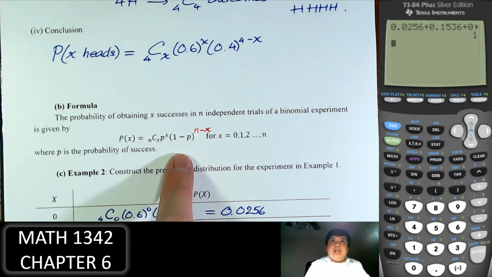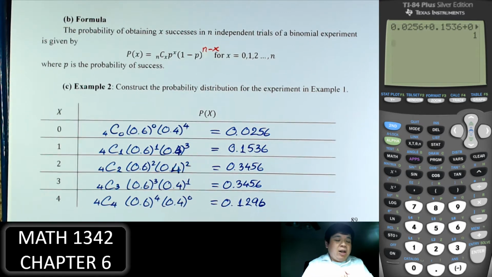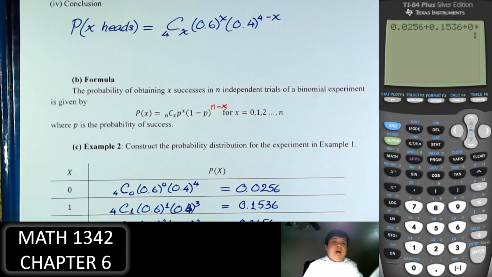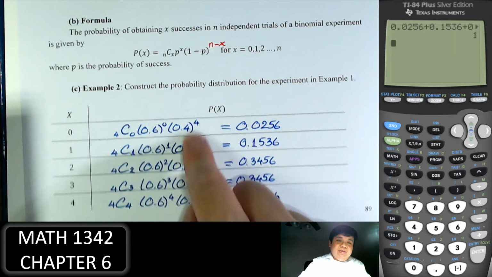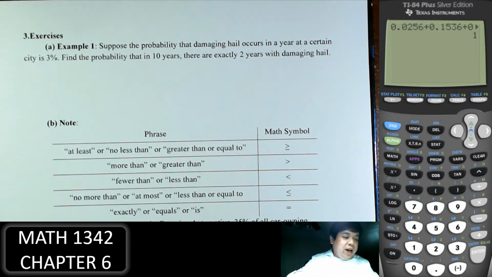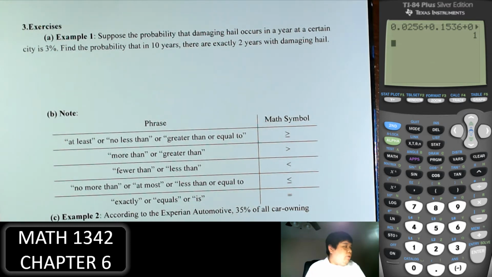Alright, so the formula is: how many trials, so we toss the coin 4 times and we count how many heads we have, and each time we have a head, that's 60%, each time we have a tail, that's 40%. Of course we can use the calculator to calculate this as well. Now before that, let's go over some technical terms.